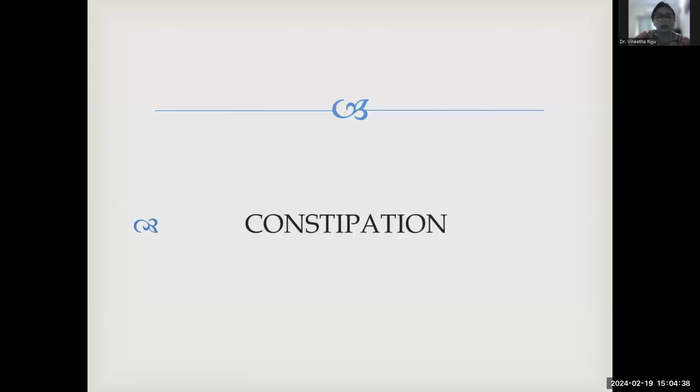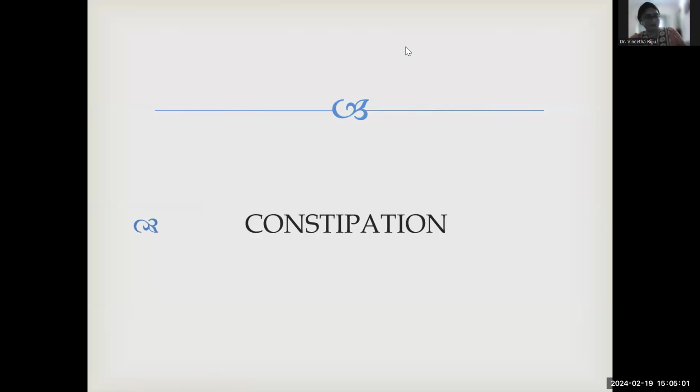I'm just going to revise constipation before we go on to bowel obstruction. Constipation, as you would have already had your class on. So what is exactly constipation? Do you remember that?